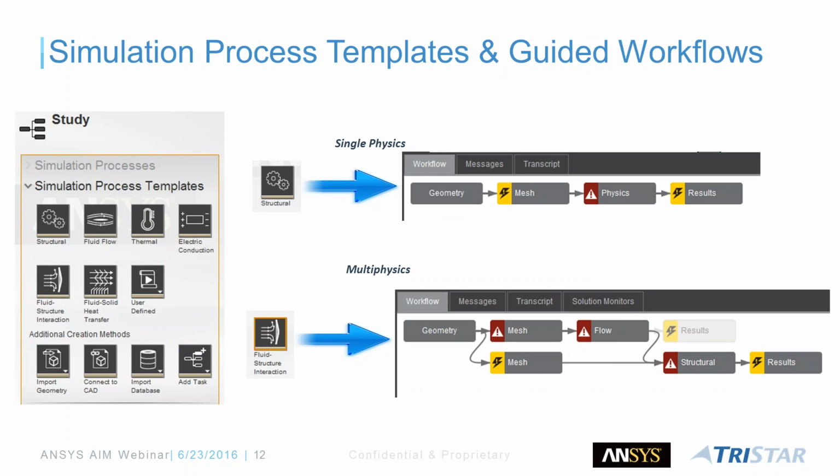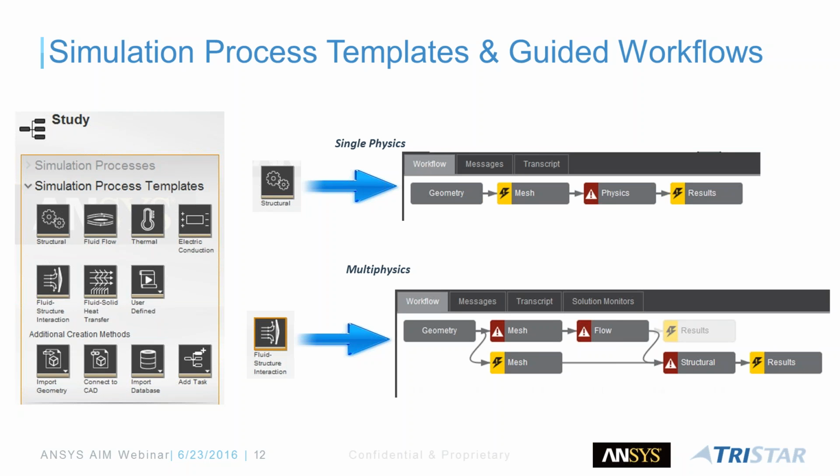Here's an example. If I select a structural process template, you get a workflow at the bottom. It tells you the first thing is to get the geometry, then the mesh, then solve the physics, and then display the results. That is pretty straightforward. But in most products that you may be using, you're using multiple physics, which means you have to simulate the fluid flow first to get the force from the fluid flow, and then do a structural simulation on that.